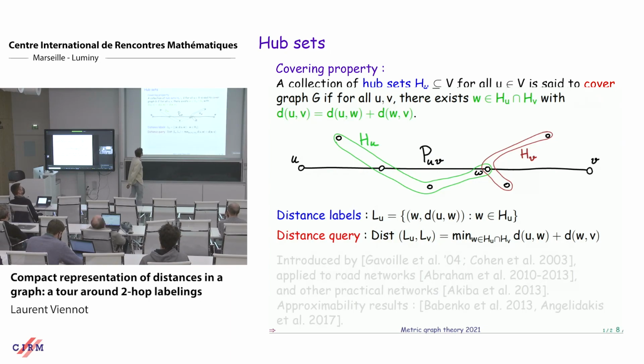So formally, a collection of hub sets, H_U, so each node U is associated with a set of nodes H_U, is said to cover all pairs of the graph, or to cover the graph, if for each pair of nodes U, V, there exists a common hub W on the shortest path from U to V. And again, you see this property we have often seen here, that the distance from U to V must be equal to the distance from U to W plus the distance from W to V. You can think of intervals, that's a very natural property we have seen here.